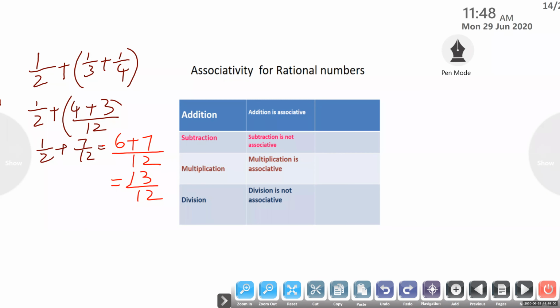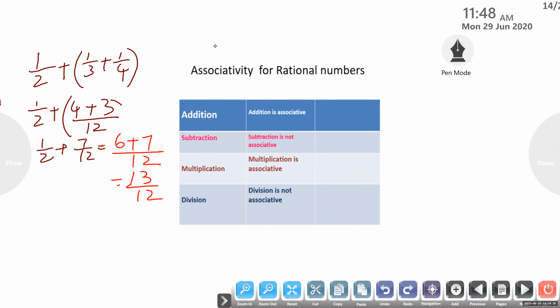Now we will change the order. How did we get 12? LCM of 2 and 12. Find the LCM: 2, 6, 1, 6. It is 12. Have you forgotten finding LCM and all? I will send some problems to you. Otherwise, you cannot solve these problems fast. I will send some simple problems, like last year. You have to work them out.